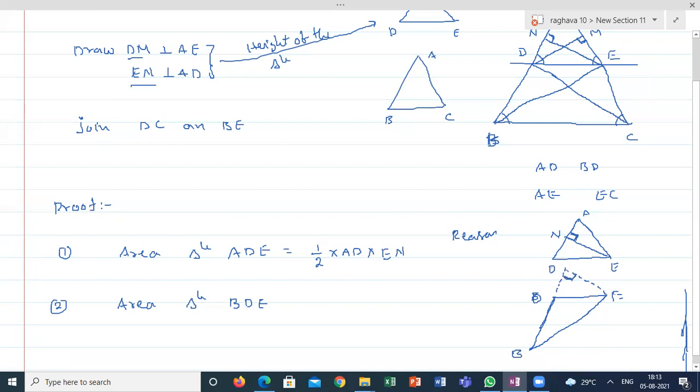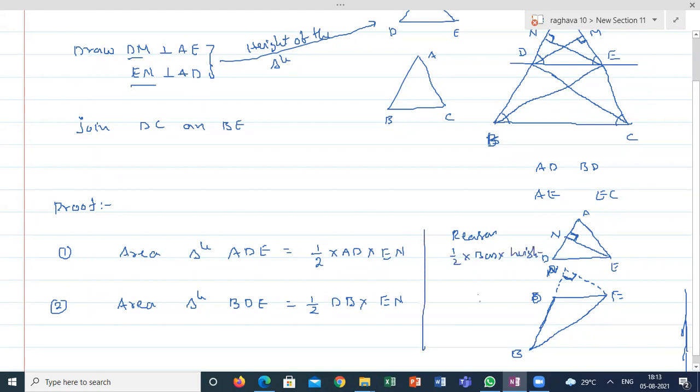EN is the height of the triangle. Here also EN is the height of the triangle. So here the base is how much? The base is BD or DB, into EN. The area of the triangle BDE is half into DB into EN. Guys, the reason is half into base into height, the area of the triangle formula you are using.